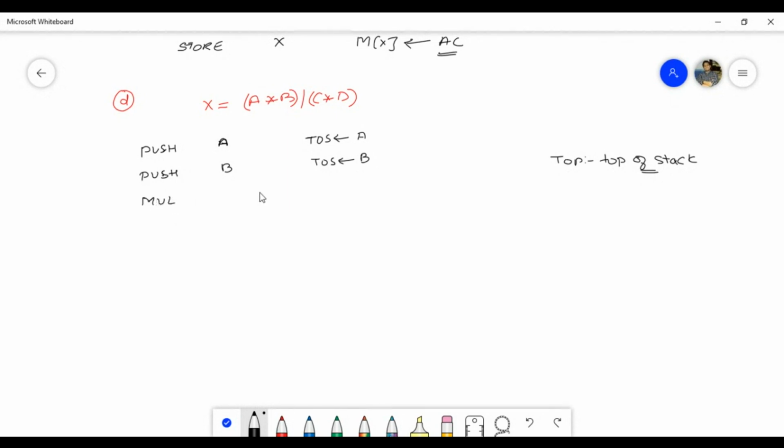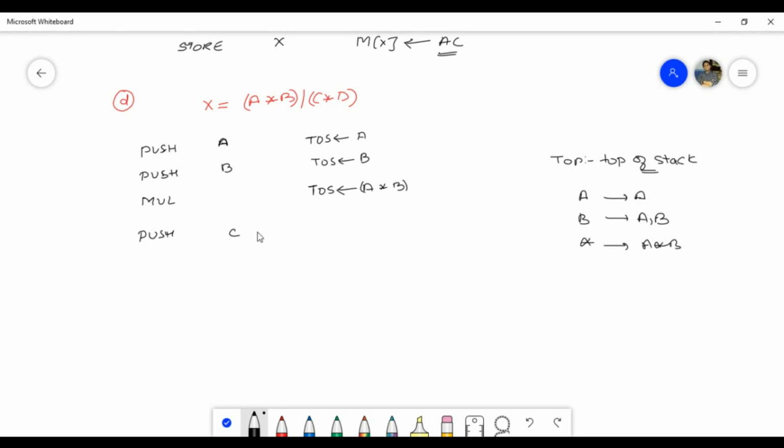Then multiply. What will you multiply here? Now top of stack is at A, top of stack is at B. That means now A cross B, and the top of stack is at A cross B. So again push. What will we push?